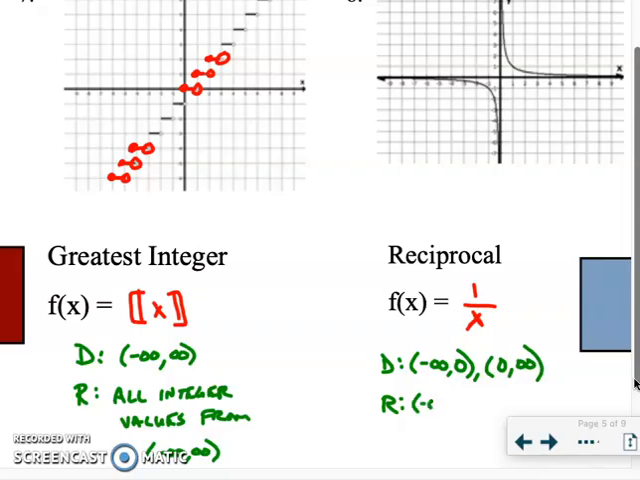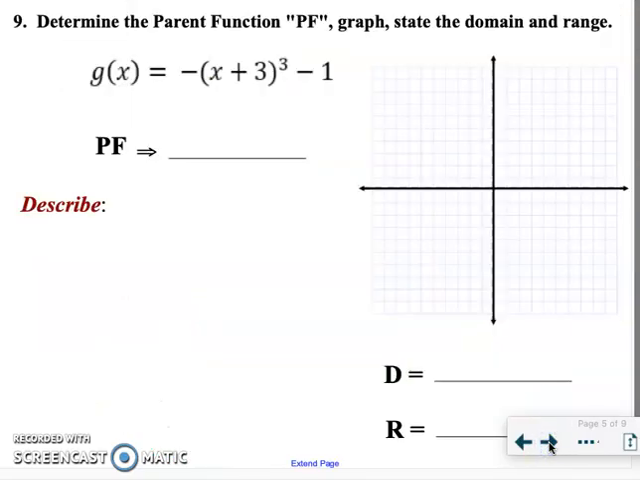Same story with the range. We are going to go from -infinity to 0, then pick right back up and go from 0 to infinity. But we have to showcase that 0 doesn't work. It's not going to go in for my x value or my f of x value. So that's what we have to do. All right, so those are your parent functions, all 8 of them.